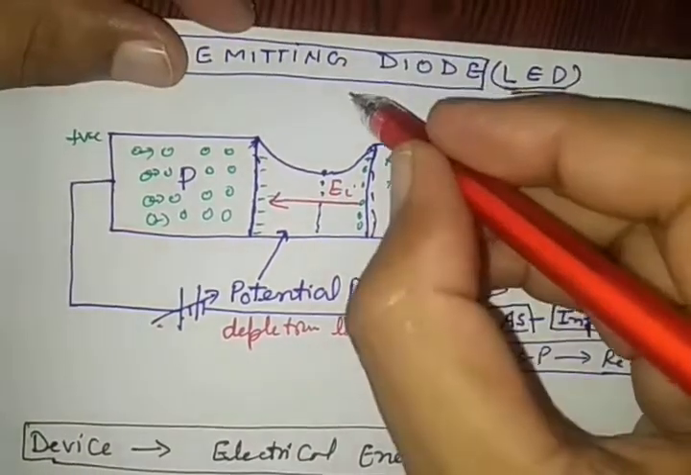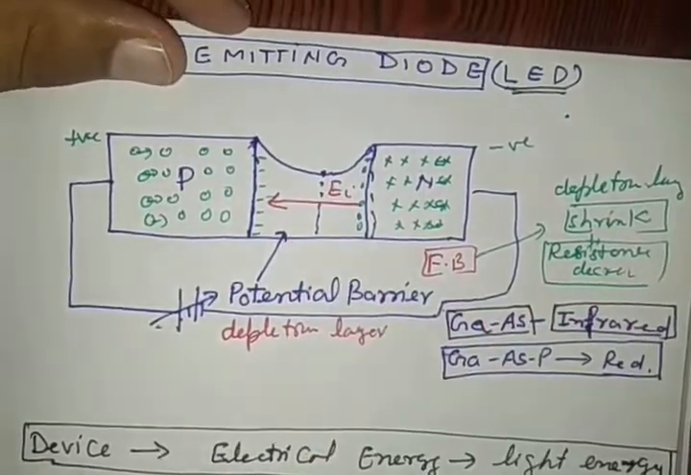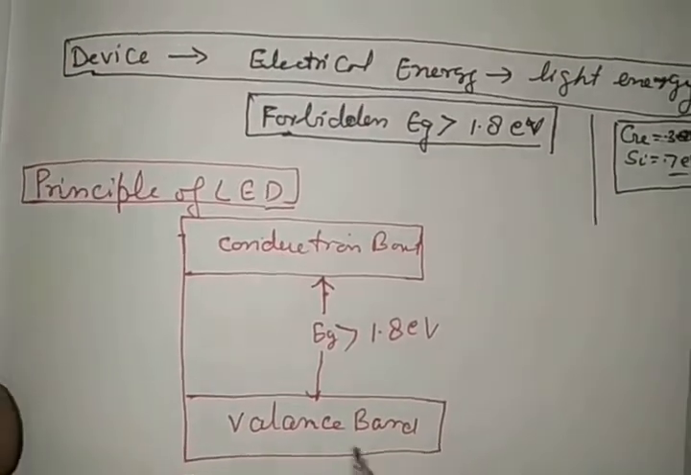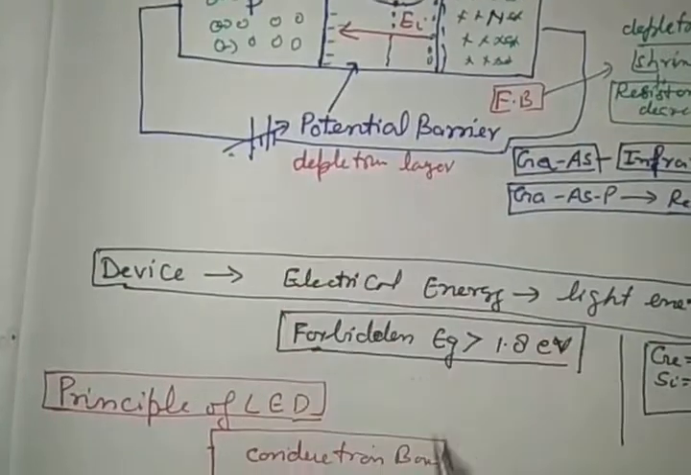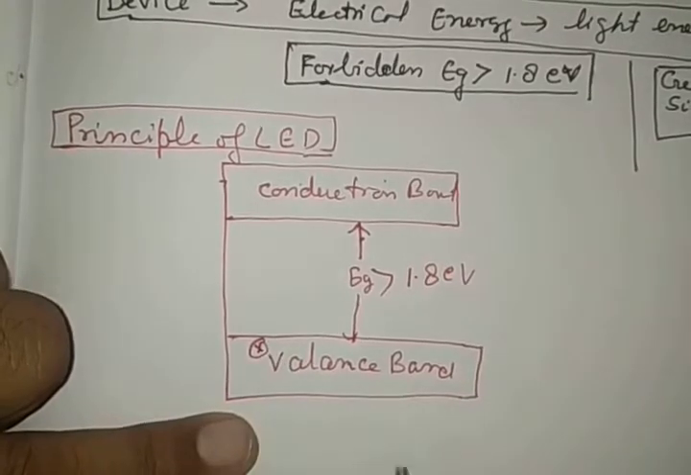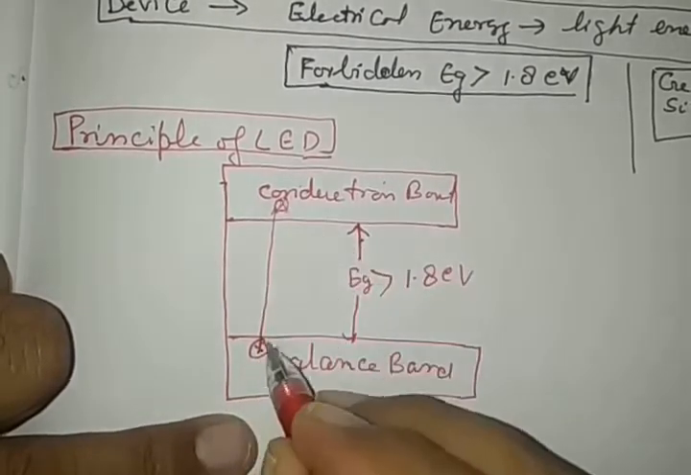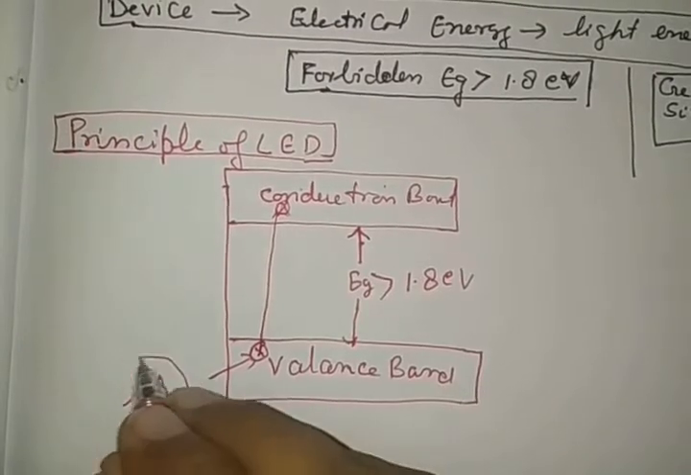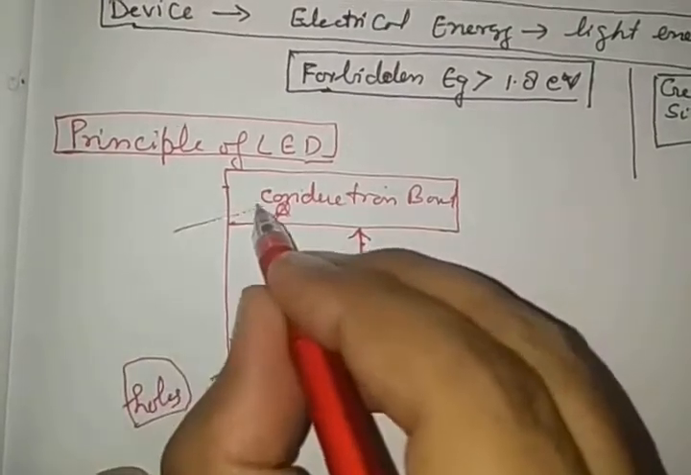Now when light is emitted, due to this energy, see in the principle, the electron acquires energy from the cell, and the electron which is available in the valence band goes to the conduction band. And here holes are created, right? Holes are created, and upward this is the electron.